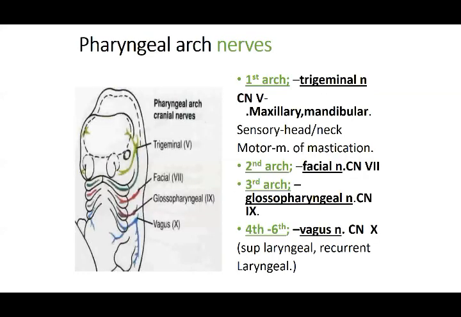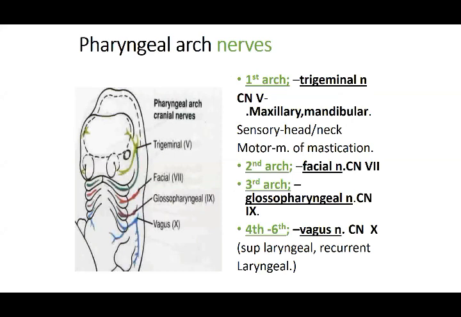Then there are the nerves which are supplying each portion. This is again a diagrammatic representation: first, second, and then the ninth and the tenth nerves. That is the third, the fourth and the sixth arches that are there. Fifth is rudimentary. First arch is your trigeminal, maxillary, mandibular. Maxillary and ophthalmic are basically going to be your sensory supply, and mandibular is going to be your motor supply, that is to your muscles of mastication.